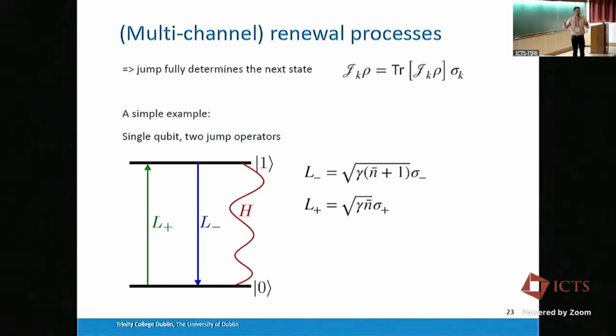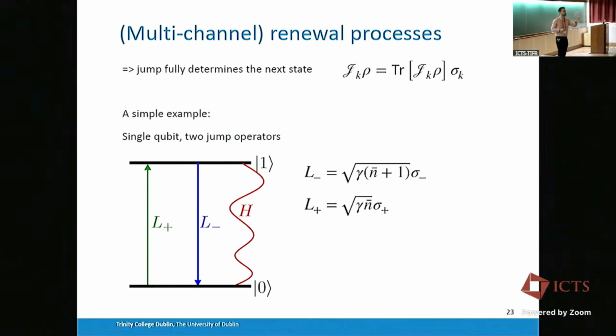So now let's look at some processes in the jump unraveling. The simplest case, which is not ultimately going to be the most interesting case, but we can do a lot here. So let's start with the case which we call multi-channel renewal processes. A renewal process is something which, under an emission in this language, resets to a specific state. Here we allow reset to a few states where the state depends on the channel.